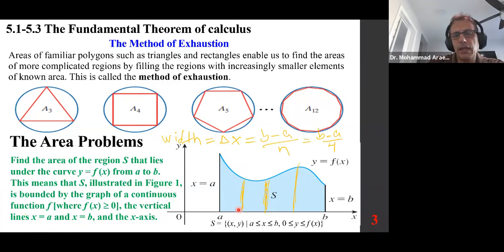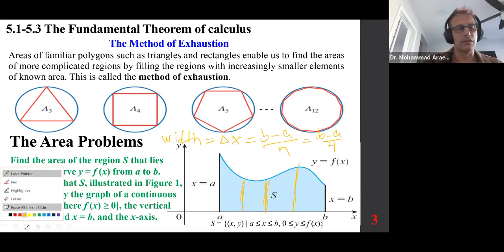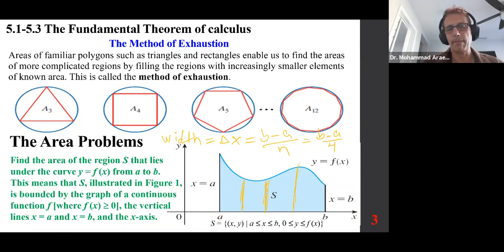And they don't look like a rectangle, but can be approximated by the area of a rectangle. So how do you calculate the area? Well, this is the width, and we said it's fixed at b minus a over n. And what is the height? Well, if I choose this one to be the height, that means f of a. If I choose this one to be the height, that means f of this point, which is a plus delta x in general. And then the next one is a plus 2 delta x and so forth.